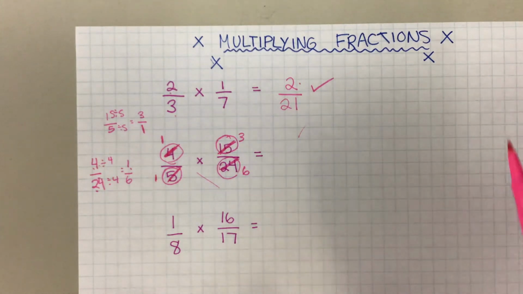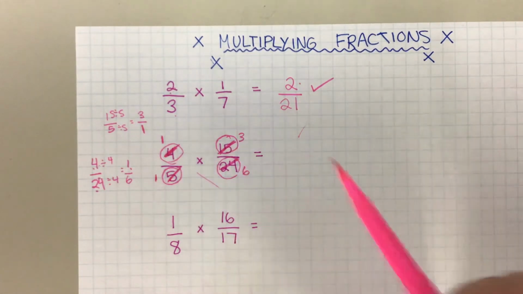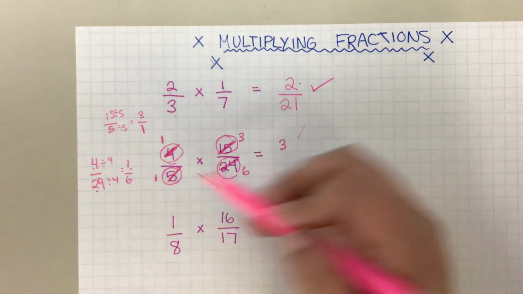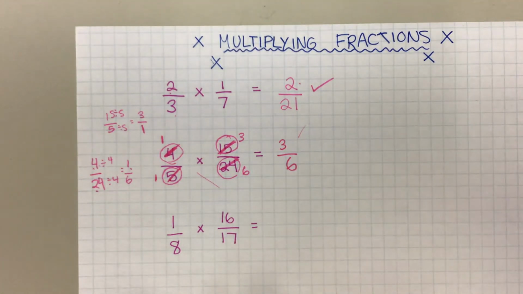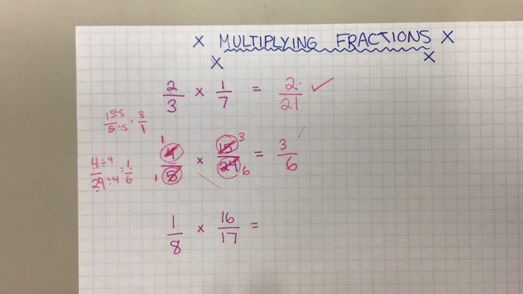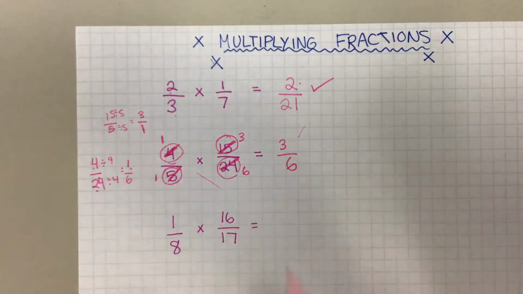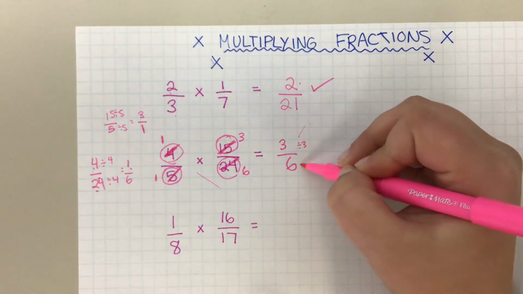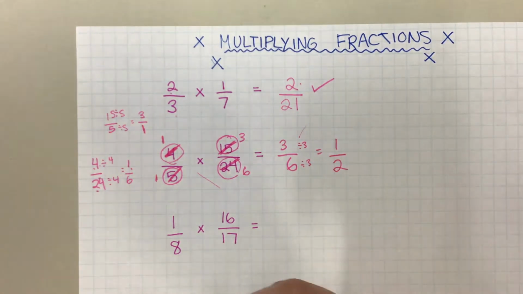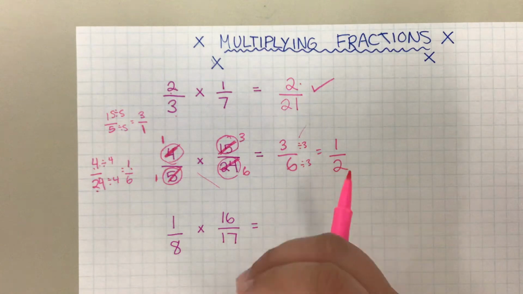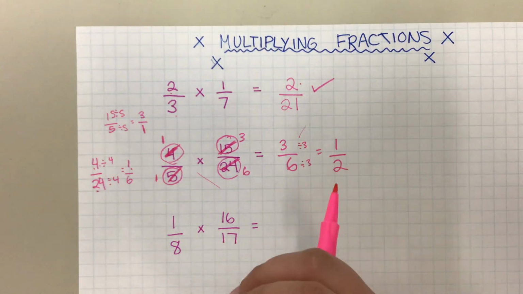So now all we do is we multiply them. 1 times 3 gives me 3. 1 times 6 gives me 6. And then I look one more time to see if I can reduce anything even further. 3 and 6. I think 3 fits into both of those. So there we go. I'm going to divide it even farther. Now I get 1/2. So always make sure you check and see if your fraction can reduce farther.